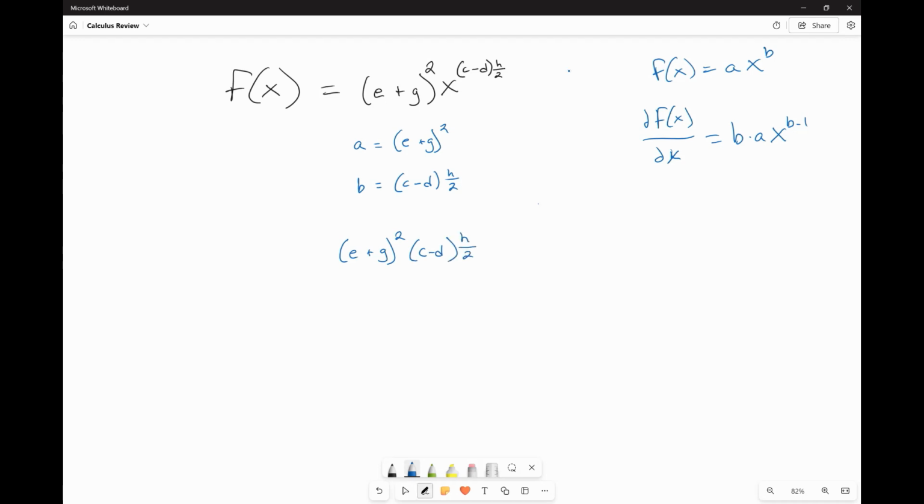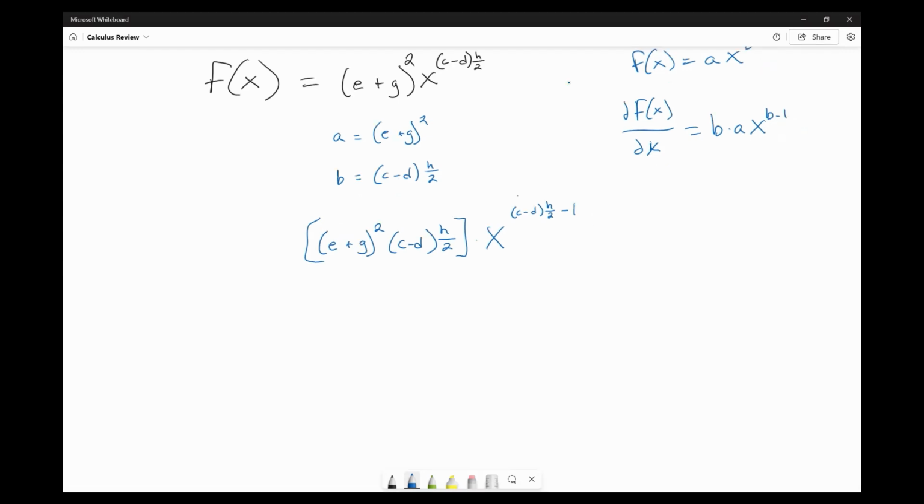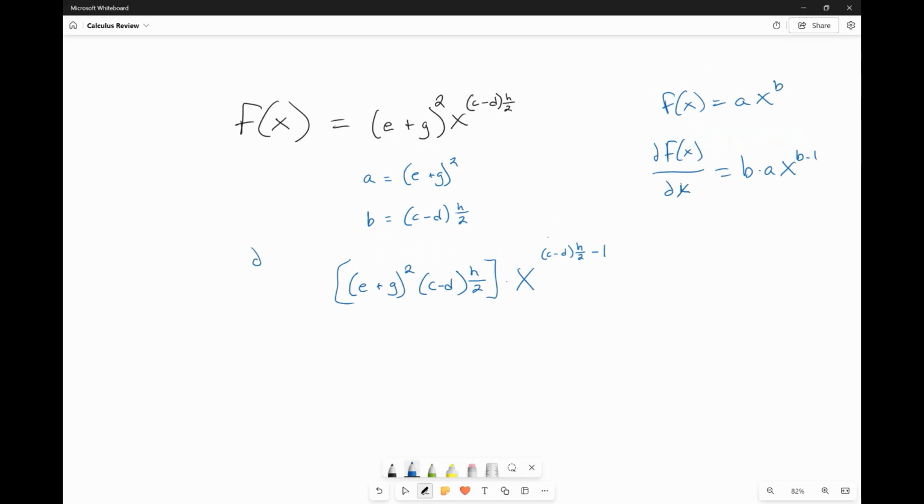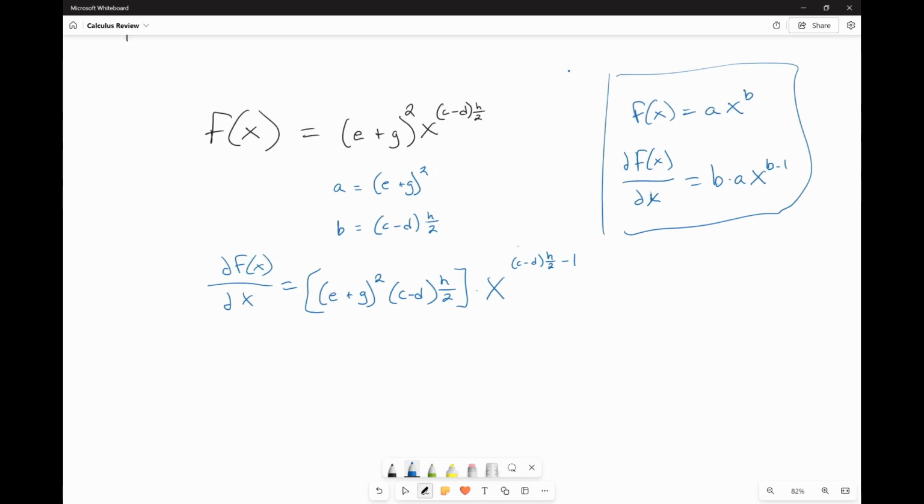So here we have a times b. All of this, so this whole thing times x raised to the b, right? This is our b minus 1. That's it. It's a little clunky looking, right? So it doesn't strike us as being particularly elegant, but that's okay. As ugly as the function is, we just simply follow this structure, and that'll give us our derivative. All right. So here we go. That is a basic introduction to doing derivatives.